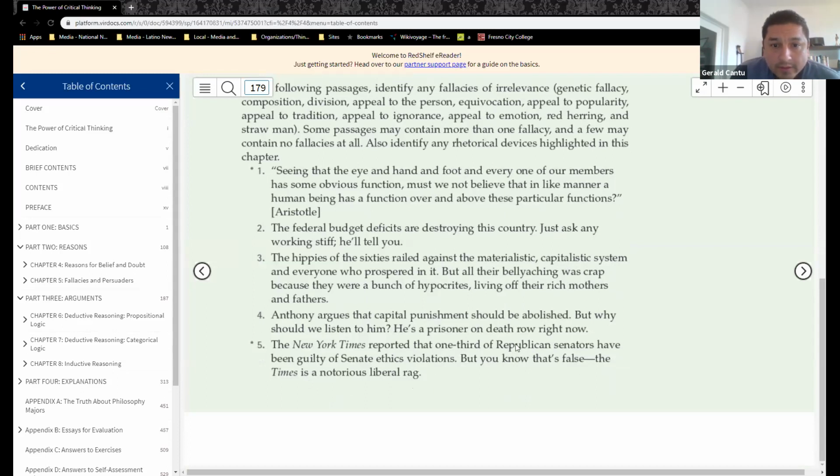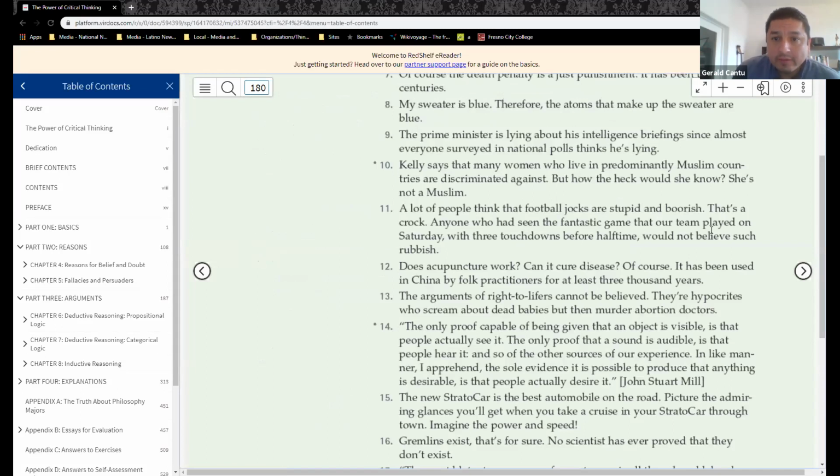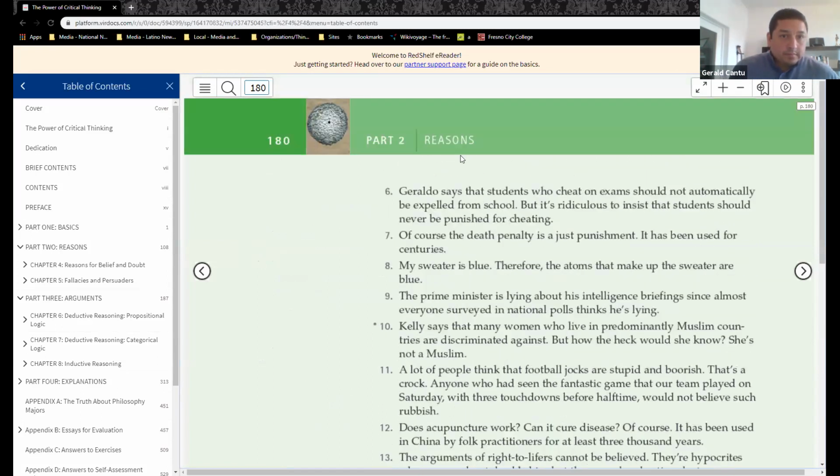Number 10. Kelly says that women who live predominantly in Muslim countries are discriminated against, but how the heck would she know? She's not a Muslim. What do y'all think? If you want to take a stab at it in the chat room, feel free to. You can just type something in there.